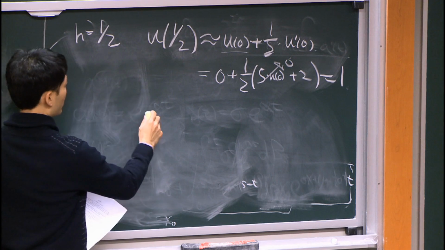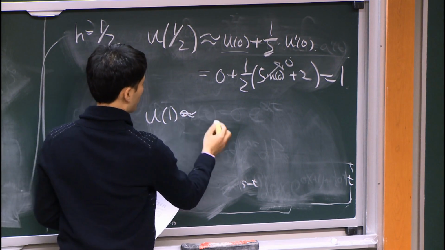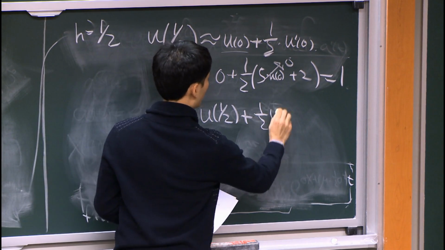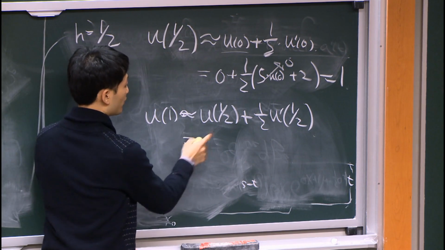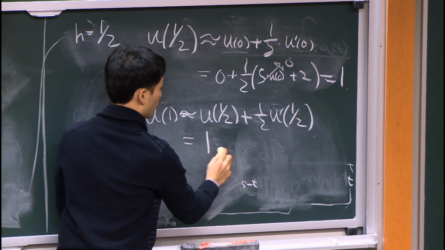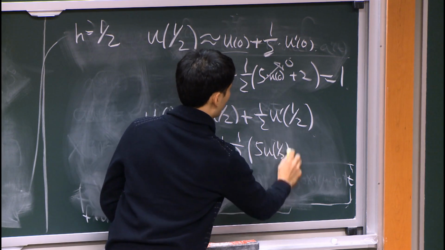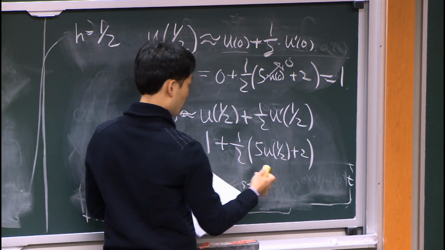And then for the next thing, u1, this one is again by Taylor approximation. It's u of 1 over 2 plus 1 over 2 u prime of 1 over 2. And now you know the value of u of 1 over 2, approximate value by this. So plug it in. You have 1 plus 1 over 2, and again 5 times u of 1 over 2 plus 2. Which when you do the computation, it should give 9 over 2.